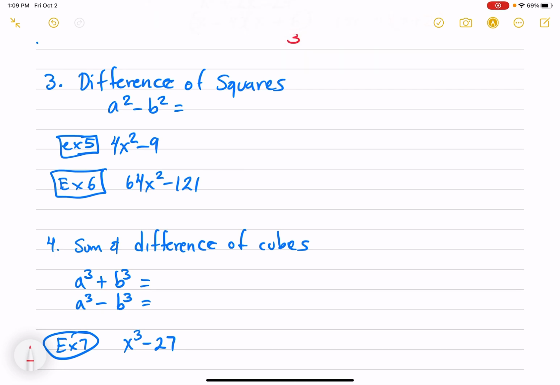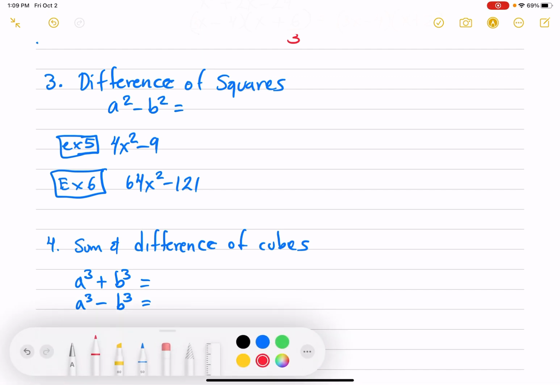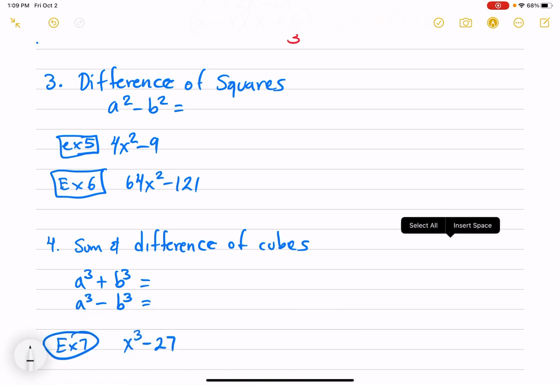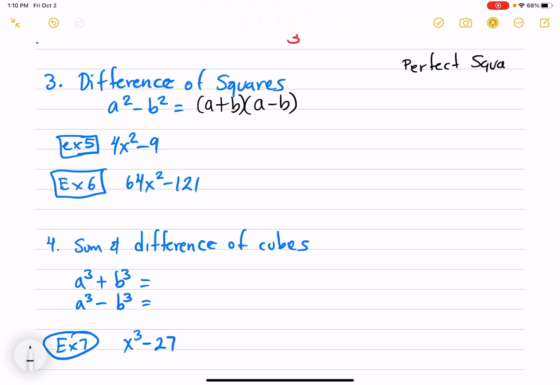If you look at this next one, the third type of factoring that we do, we call it the difference of two squares. Whenever you see the difference of two squares, you're going to factor it as a plus b times a minus b. Now, it would be helpful if we know what perfect square numbers are, because when we start recognizing them, it's easier.